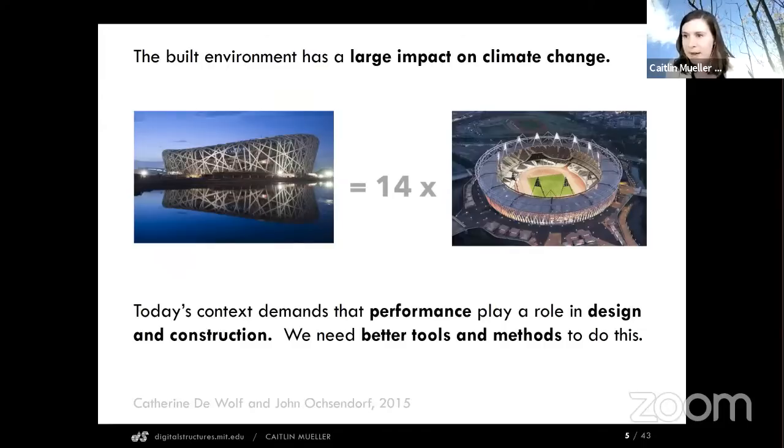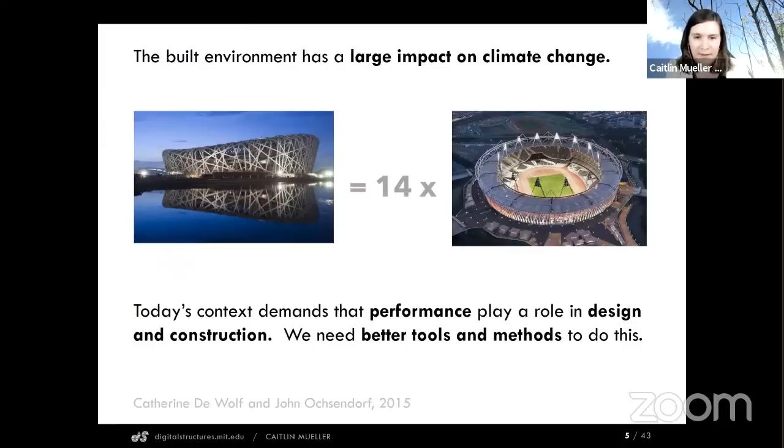In this example from my colleagues John Oxendorf and Catherine Wolf, they found that the Beijing Olympic Stadium on the left uses 14 times the embodied carbon per seat compared to the London Olympic Stadium on the right. Not 14% more, 14 times more. That is a dramatic difference in performance that we would not see in any other engineering discipline.